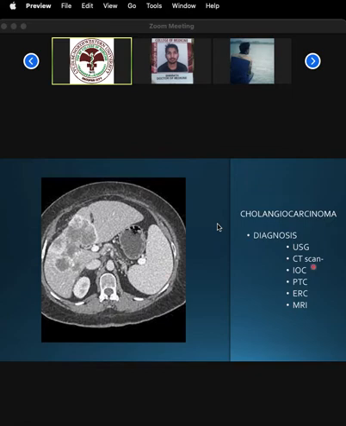IOC during surgery may be helpful as a guide. PTC and BRC are both diagnostic and therapeutic because you could attempt to insert a stent and bypass the obstruction. MRI will be helpful in assessing metastasis.